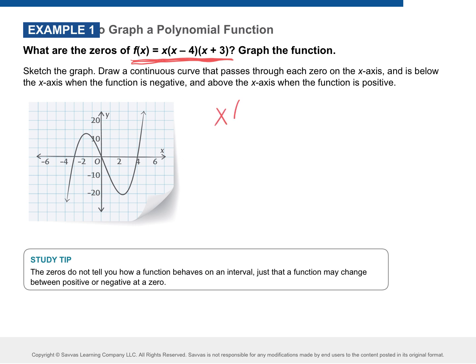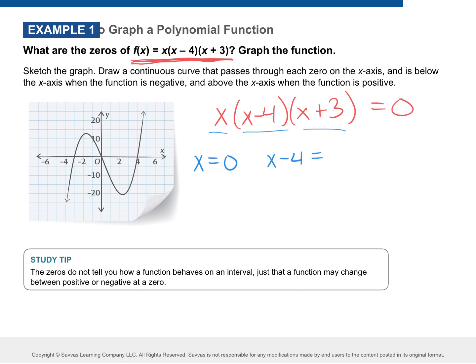So I have x times x minus 4 times x plus 3 equals 0. No, we are not going back to the original equation. We're finding zeros. So what do I do with each of these 3 different parts? Set them equal to 0. So I have x equals 0. What do I have next? X minus 4 equals 0. What's next? X plus 3 equals 0. Now I just solve all of them separately.